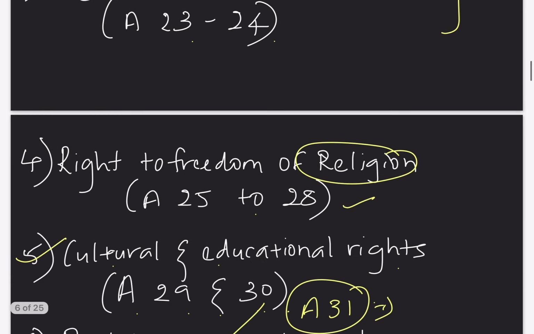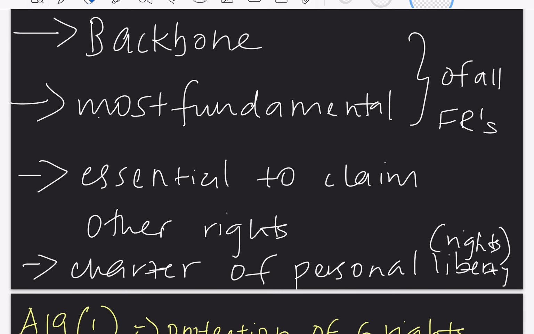These articles are called the Charter of Personal Liberty or Rights. So hence, these articles are very essential to claim over other rights. Hence, these are called the backbone, or the most fundamental of all fundamental rights. So, let's see what all are given under Article 19.